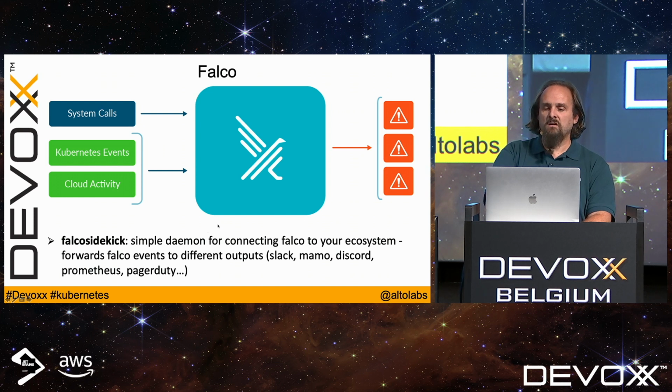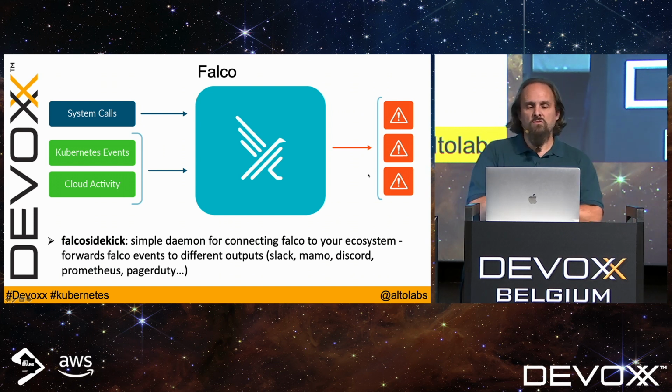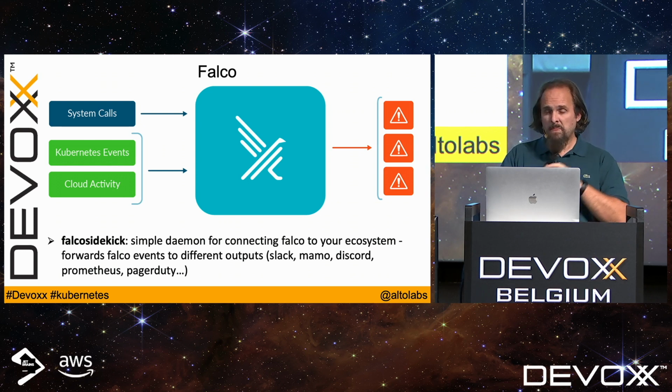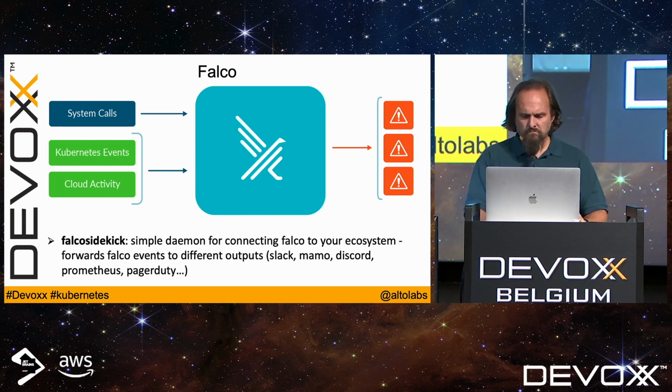It's actually becoming even more useful when you use something called Falco Sidekick, which is a very simple daemon that you run next to it, that will be able to retrieve those events and forward them to your application of choice, be it Slack, Mattermost, Discord, Prometheus, PagerDuty, or anything like that. So very practical, very useful to use it together.